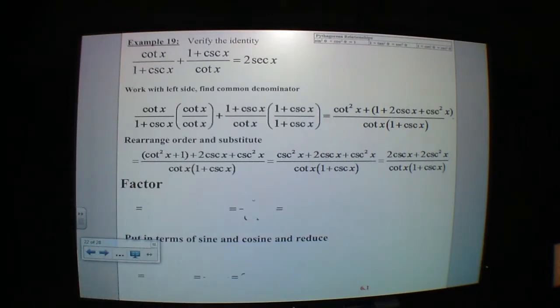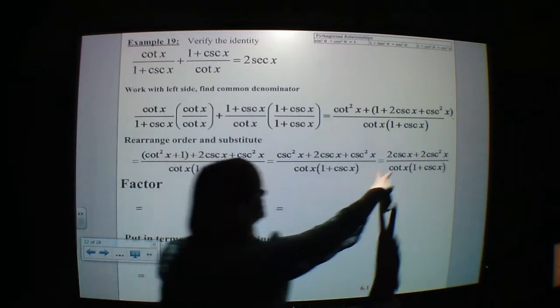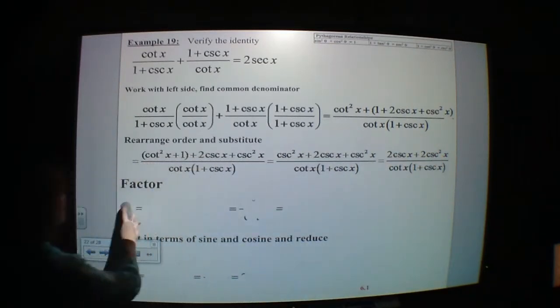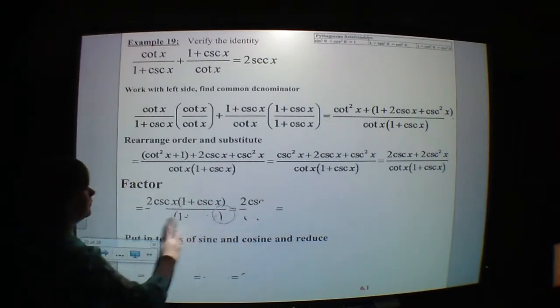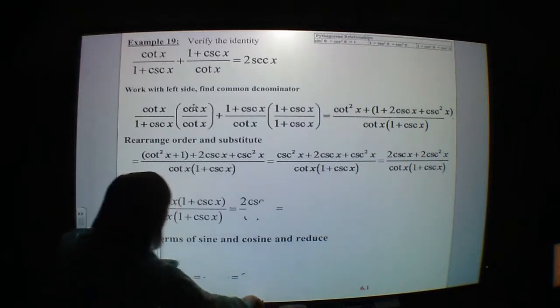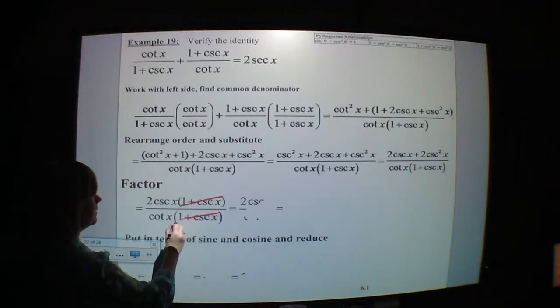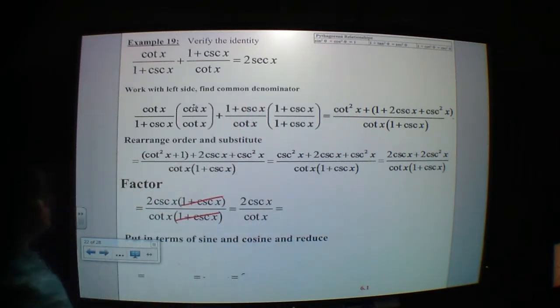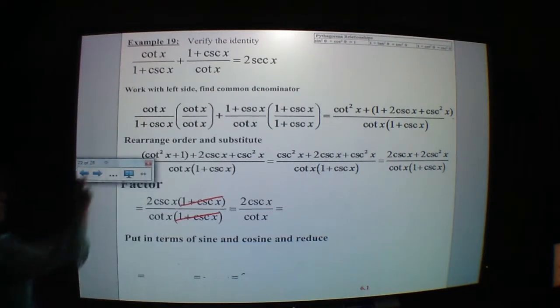Okay? And then if I were doing this, I would probably factor it and factor out a 2 cosecant. If I factor out a 2 cosecant here, I'm left with 1. If I factor out a 2 cosecant here, I'm left with cosecant. So that's what I would do. These cancel. And look where we're going. We're almost there, I think. 2 cosecant over cotangent. You can put everything in terms of sines and cosines if you want. That would probably get you there.